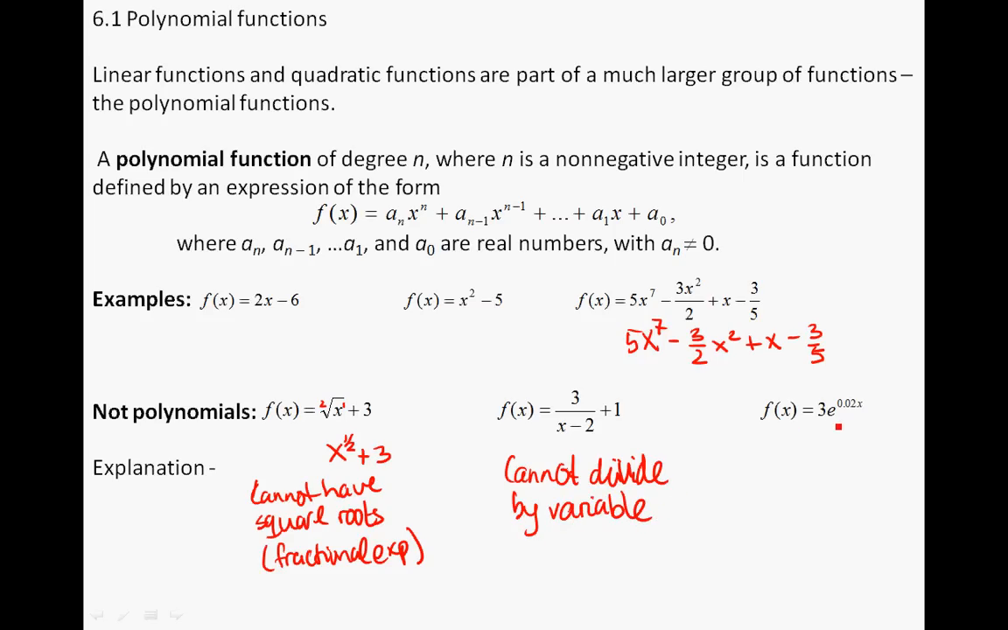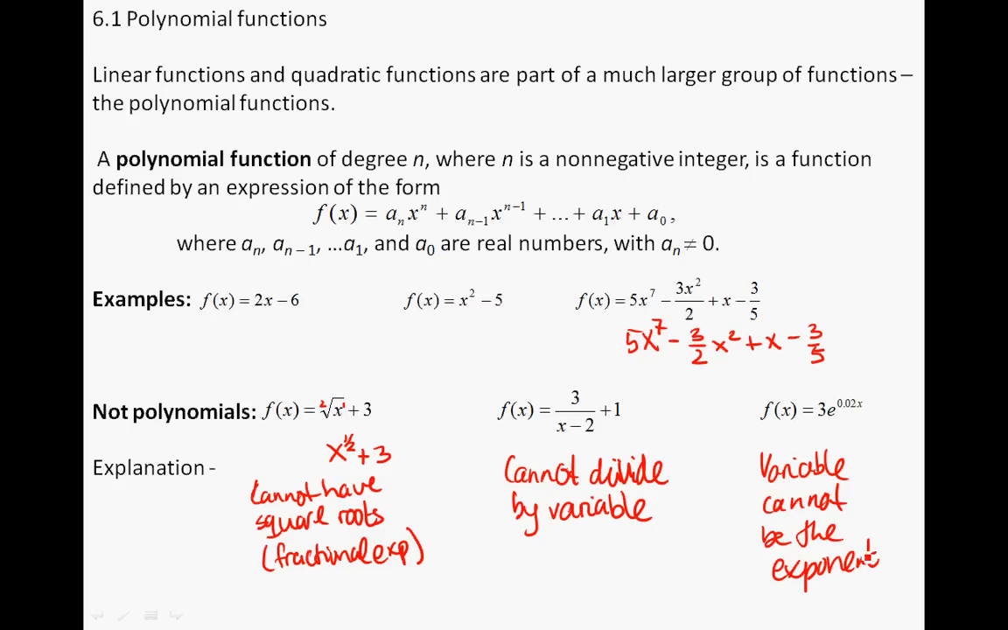And then finally here we have an exponential function, and so the variable is not allowed to be the exponent either. So it's okay to have an exponent on the variable, but not for the variable to be the exponent. So the variable cannot be the exponent.